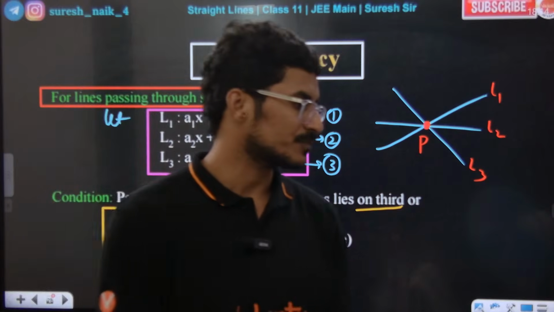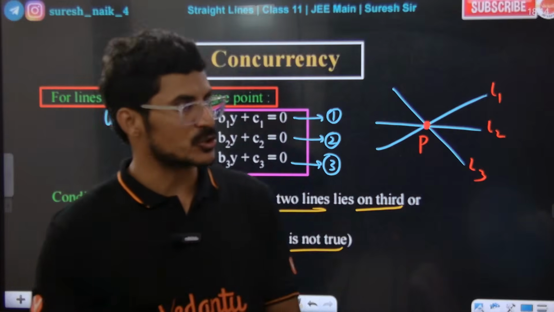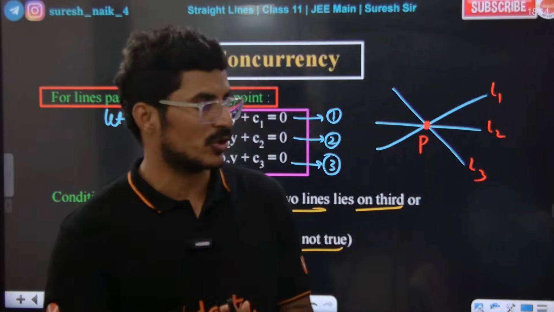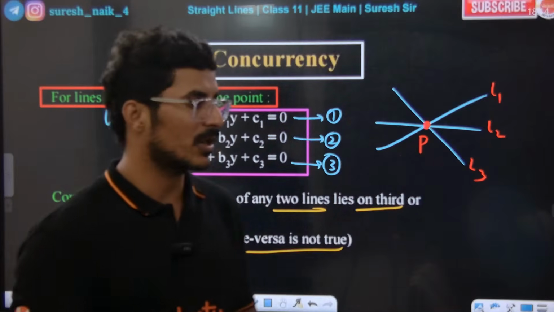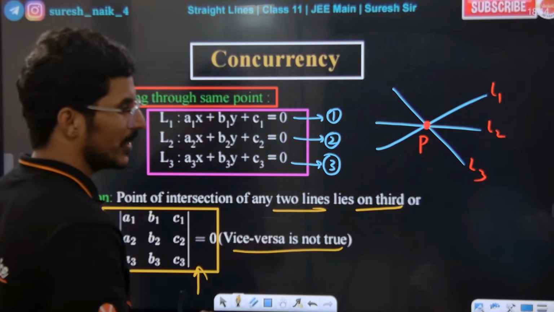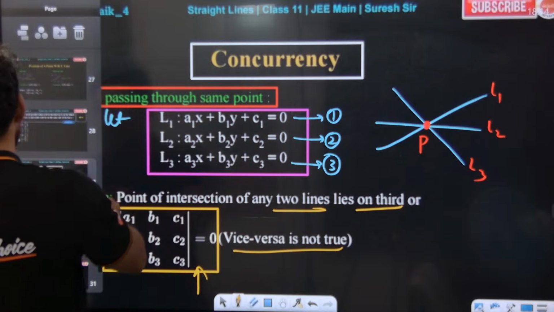So understand that. Locus means what? I will discuss locus also. Locus is a separate concept, I'll take a separate class for that. Okay, wow. Yes. Very good. So that's it for today.